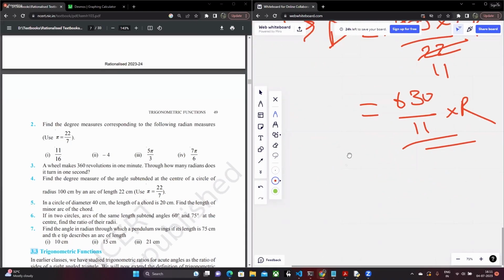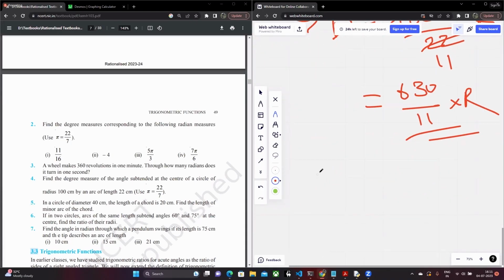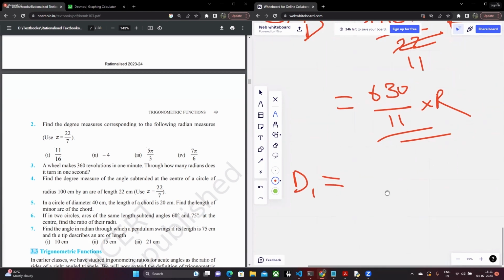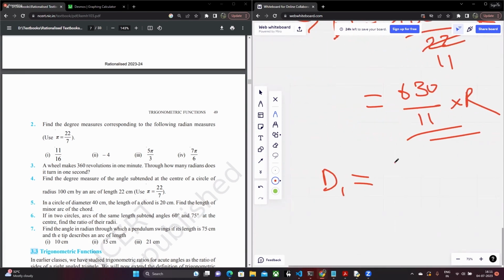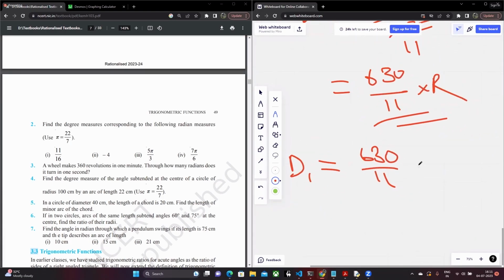All right. So now for the first question, your D1 is going to basically be, wait, where did it go? Yeah, 630 divided by 11 into the radian measure, that is 11 by 16 radians. Right, 11 cancels out. You are left with 630 by 16. Right, which is basically what?